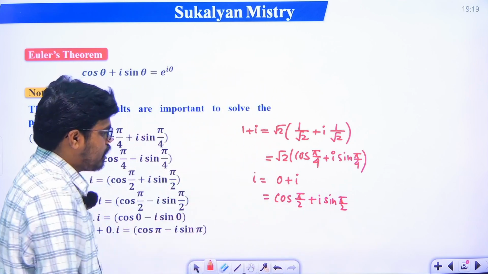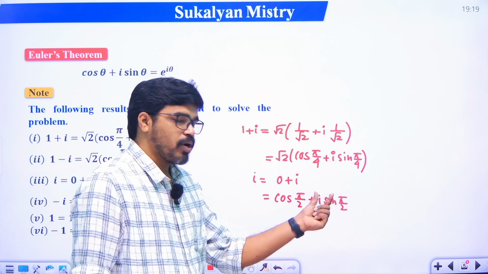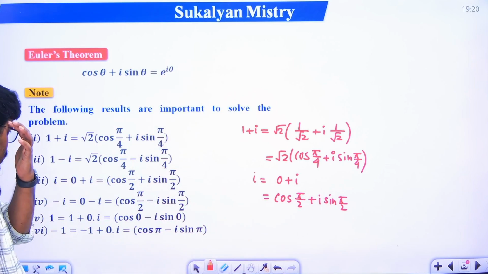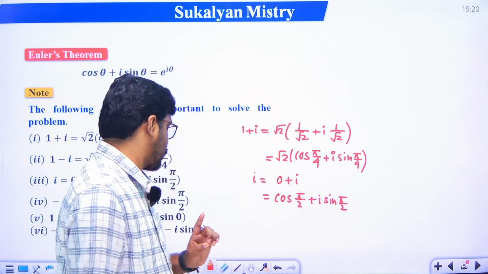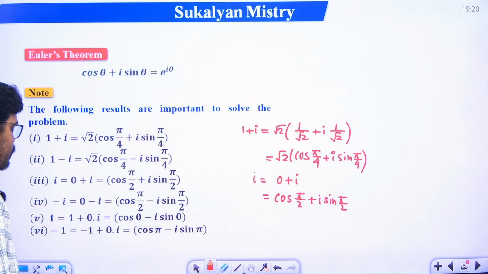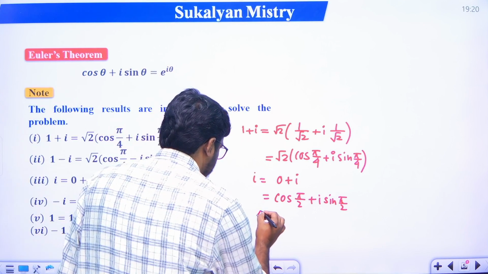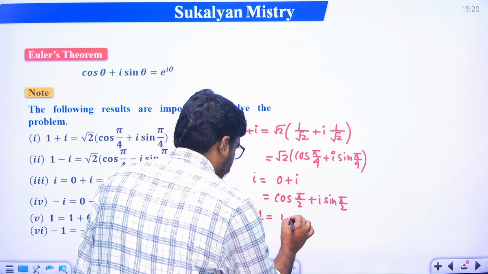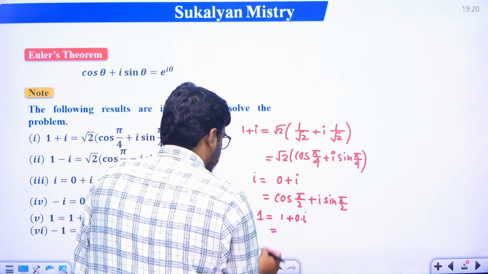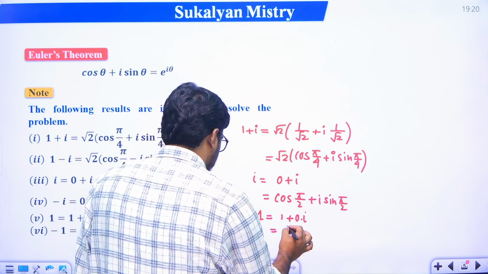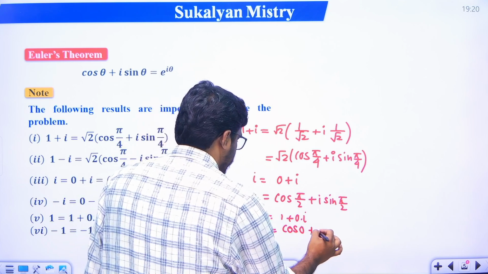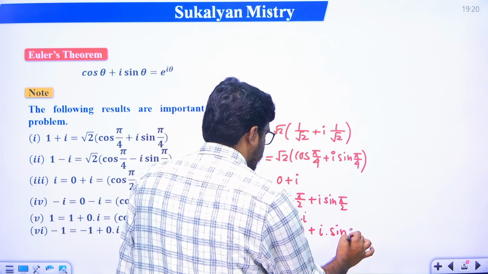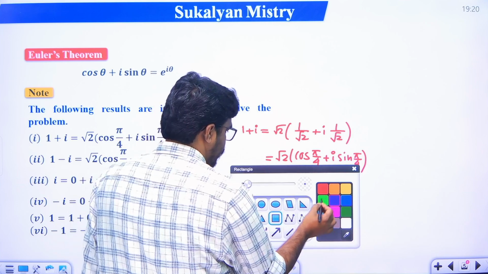So i in polar form will be cos pi by 2 plus i sin pi by 2, right? Similarly, minus i will be cos pi by 2 minus i sin pi by 2. And 1 can be written as 1 plus 0 into i. We know that cos 0 is 1 and sin 0 is 0, so 1 is cos 0 plus i sin 0. Getting my point? Okay.